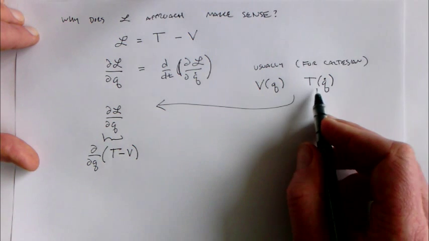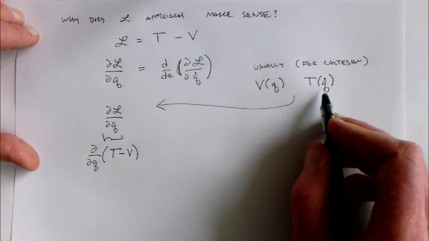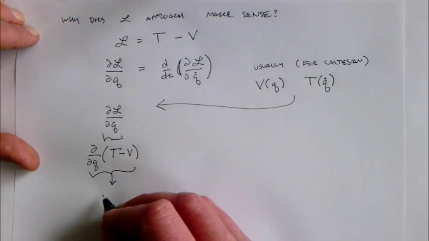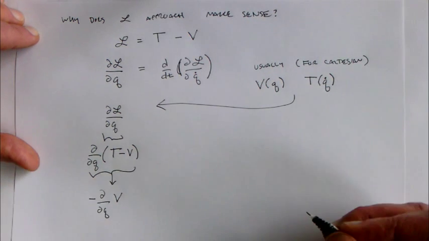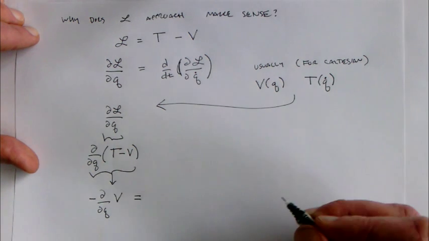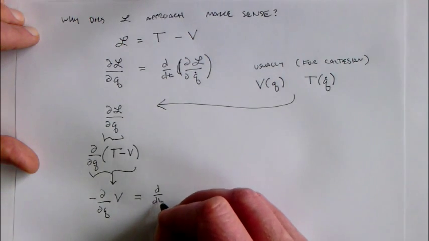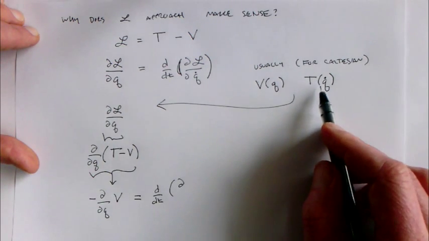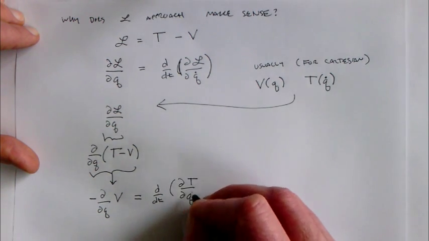But for the cases where the kinetic energy only depends on time derivatives of the position variables, the kinetic energy doesn't depend on position, right? So for those cases, this is just the partial with respect to the position variable of the potential energy, with a negative in front of it, right? And on the right-hand side, I've got d by dt of the partial of the Lagrangian with respect to q dot. But if only the kinetic energy depends on q dot, this is actually the partial of the kinetic energy with respect to q dot.